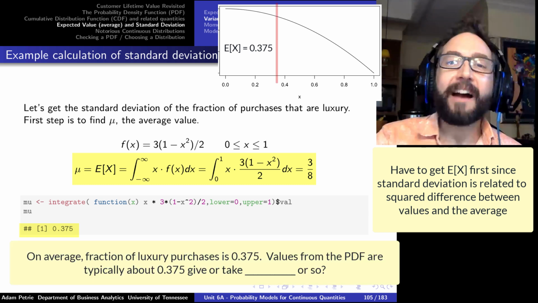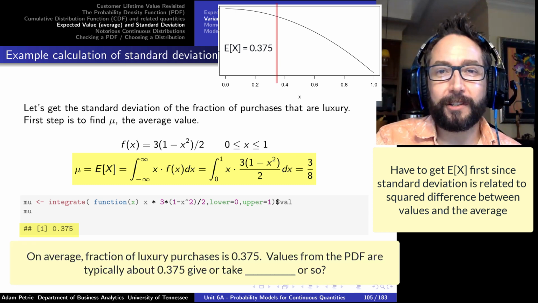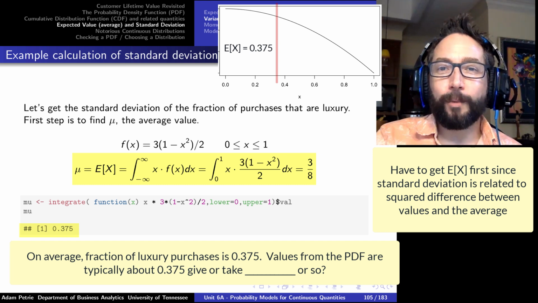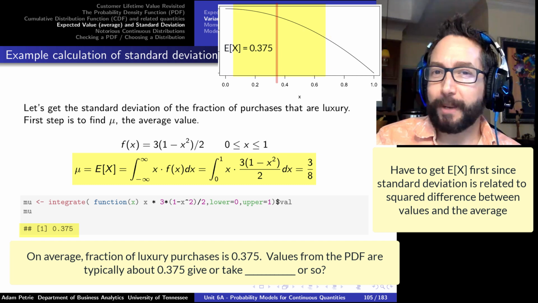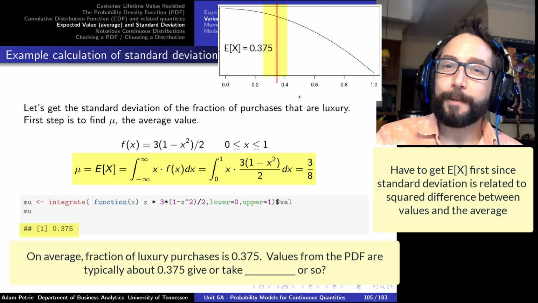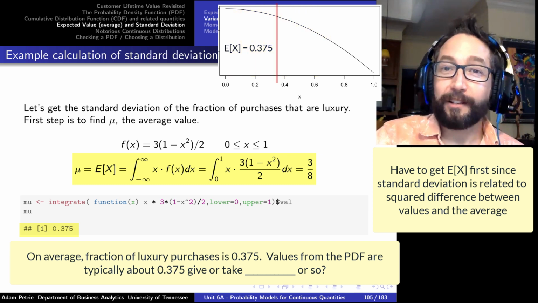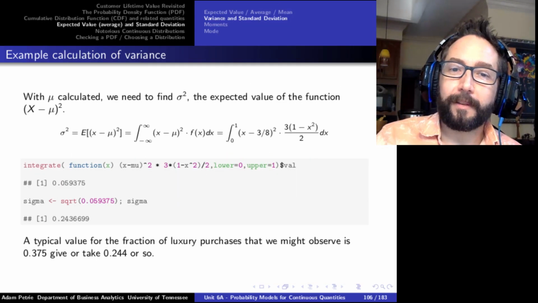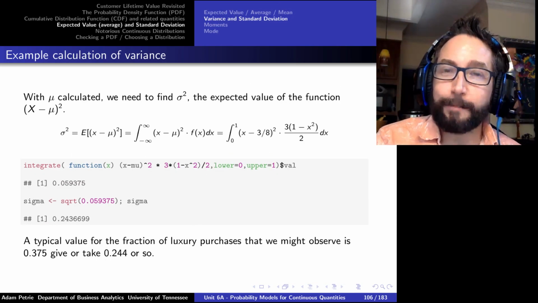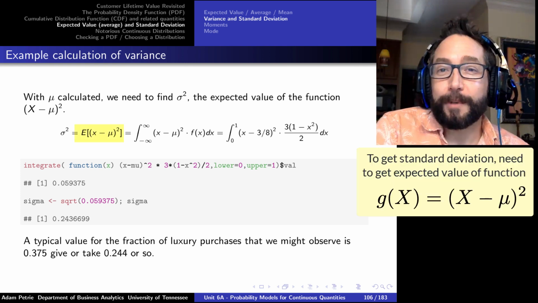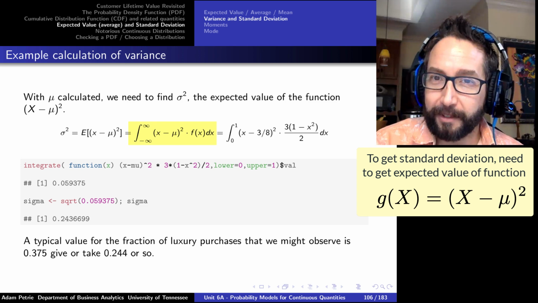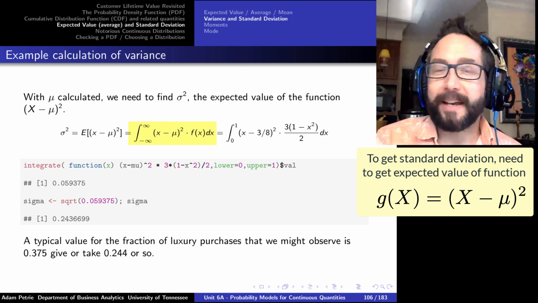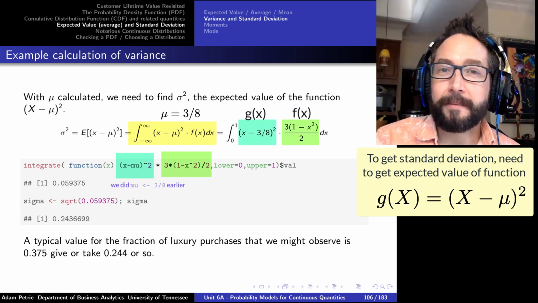All right, so on average, the fraction of luxury purchases is 0.375, but when we start looking at actual values, how far off from the average do we expect these to be? What is the typical difference between the actual values and their overall average? Well, we'll calculate the expected value of the function (x minus mu) quantity squared. So we'll take the integral of our formula for the PDF little f, multiply that formula by (x minus mu) quantity squared, and then throw that into R or Wolfram Alpha.